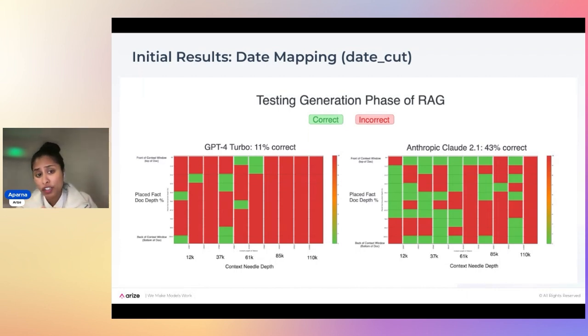This was one actually in the beginning. Claude did significantly better, almost 4 times better than GPT-4 did. And GPT-4, even though it did the right retrieval, it missed the generation part of it, versus Claude, despite all the issues we were seeing with 2.1 on the retrieval, actually did a fairly decent job at the generation.